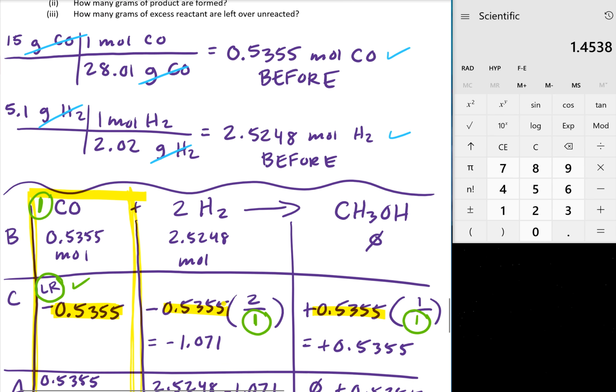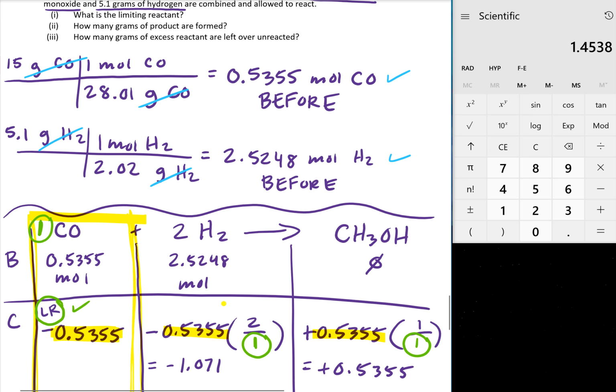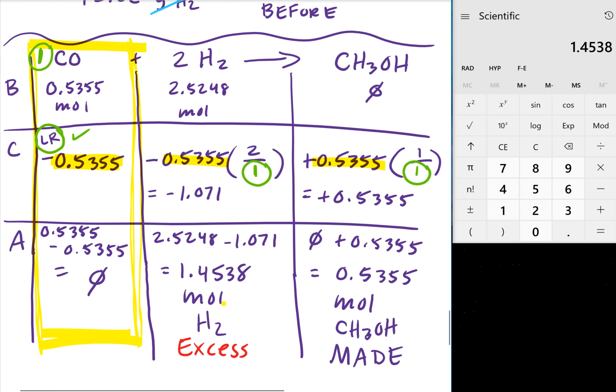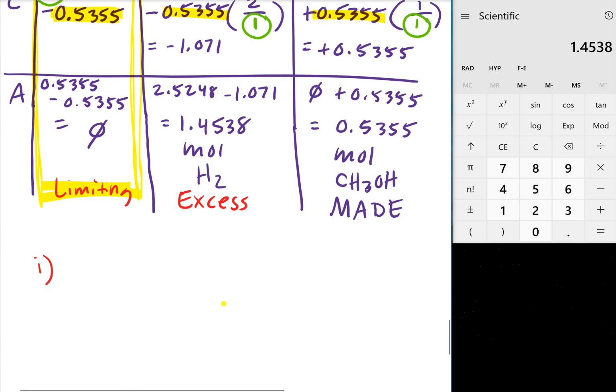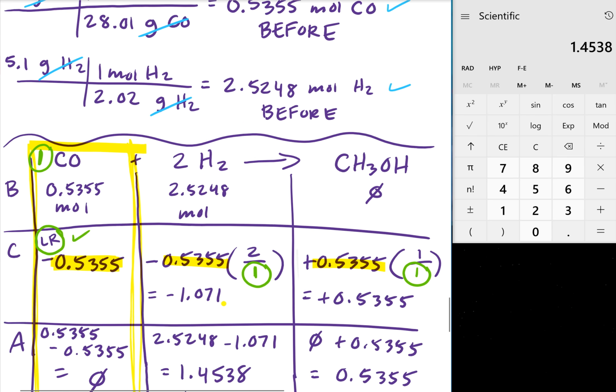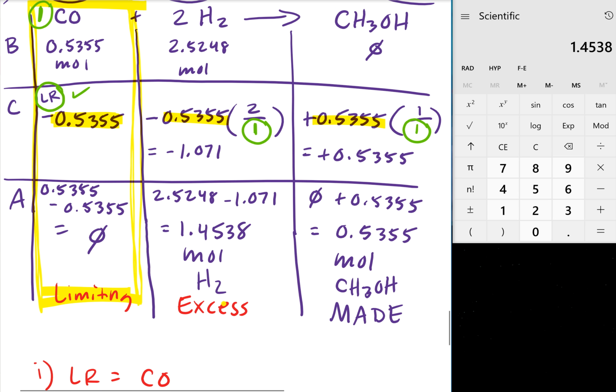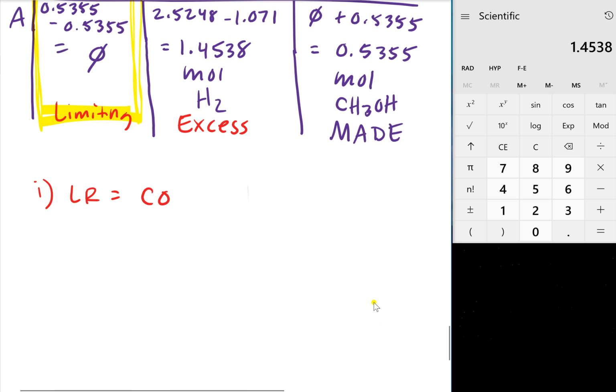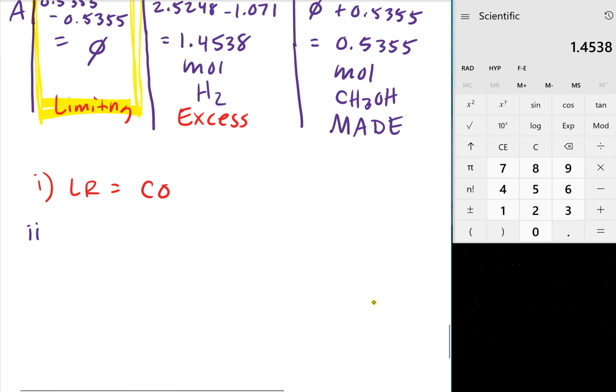Okay, so to answer the rest of these questions, part 1, what is the limiting reactant? We already said carbon monoxide is limiting. So part 1, your limiting reactant equals carbon monoxide. Part 2, how many grams of product are formed? We'll go to your products. At the very end, we have made 0.5355 moles of CH3OH. The problem doesn't want us to solve for moles, but yet it wants us to solve for grams. Well, I know how to convert moles into grams using molar mass.